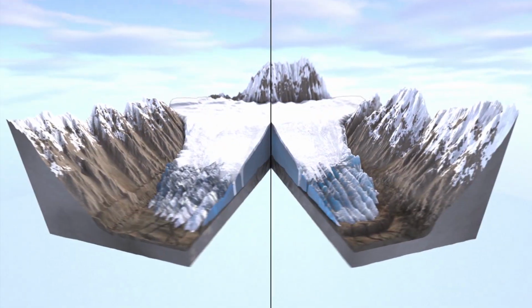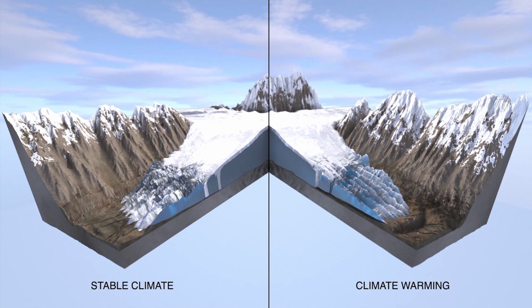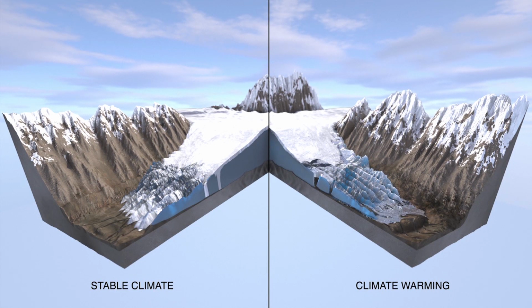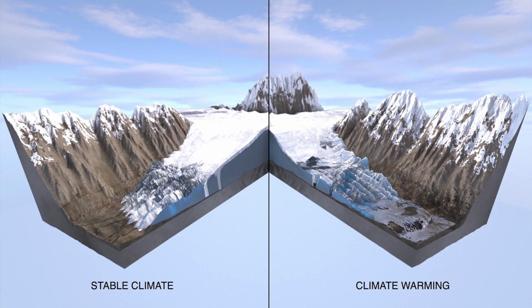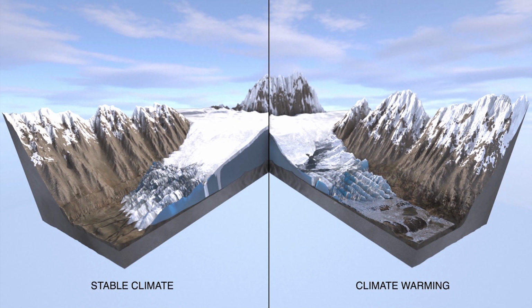But as the climate starts to warm, you get an imbalance in those two processes, in that the loss of ice and snow exceeds the accumulation. And that's what you see on the right-hand side, where we now have climate warming in contrast to stable climate on the left, and you can see water flowing out.